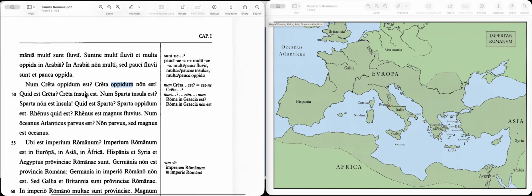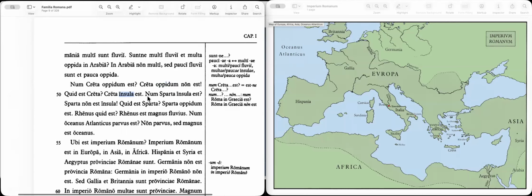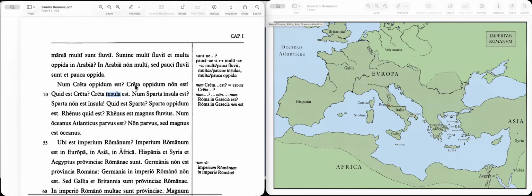And then insula is not only an island, but it is also an apartment complex. And that's what I mean by read and understand how the word is used. And be aware that in the future you may get more meanings of that word, but I'm getting ahead again.